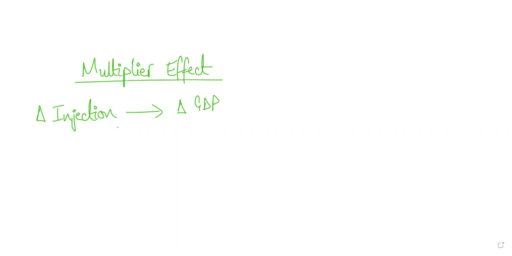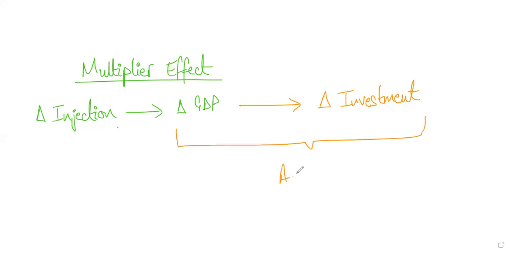On the other hand, the accelerator effect says that an increase in GDP would result in an increase in investment. Let me explain this second part. This part is known as the accelerator effect, which we're about to discuss right now. And the previous part was your multiplier effect. Is this making sense?